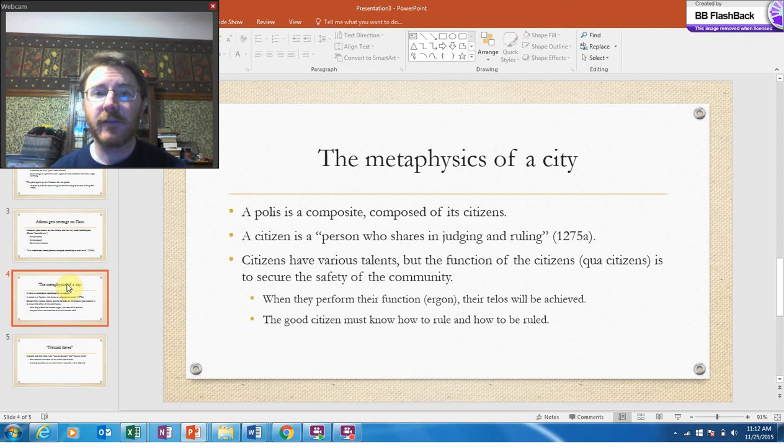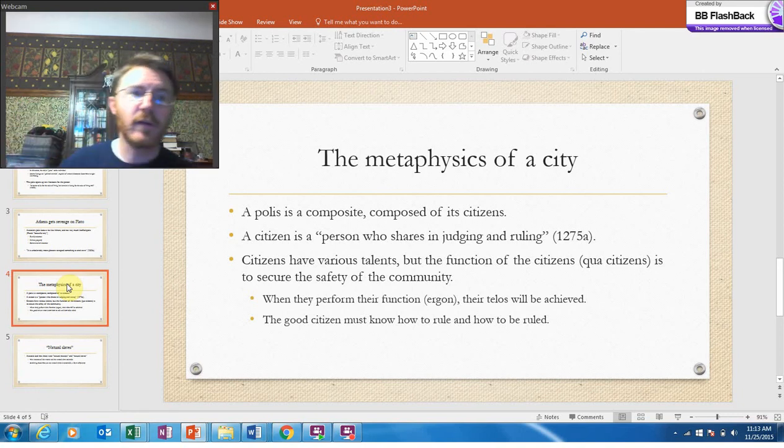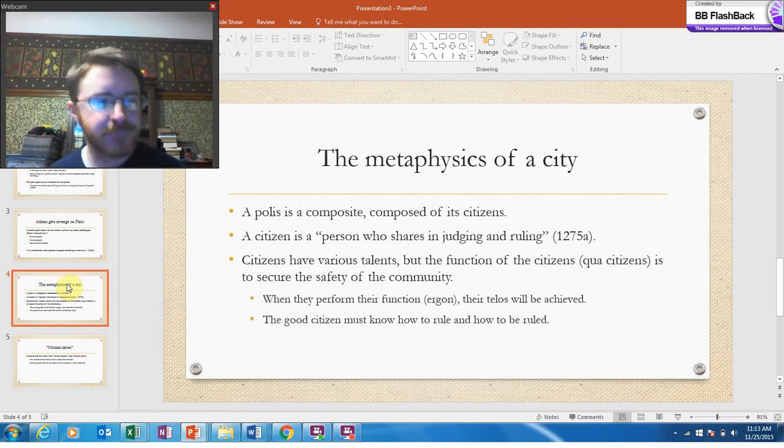Aristotle says that the distinctive mark of a citizen is that this is a person who shares in judging and ruling. And he says that doesn't have to be that they're a judge or that they are a ruler or a legislator, right? It just means that they have to have some role. So, for example, being on a jury would be a case in which you would be sharing in judging and ruling.